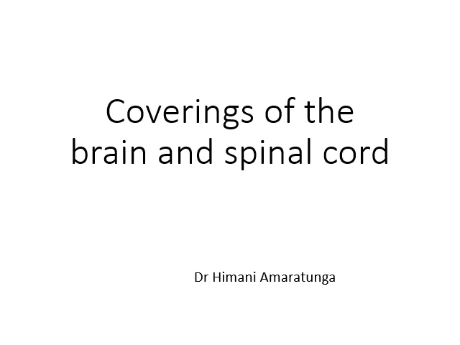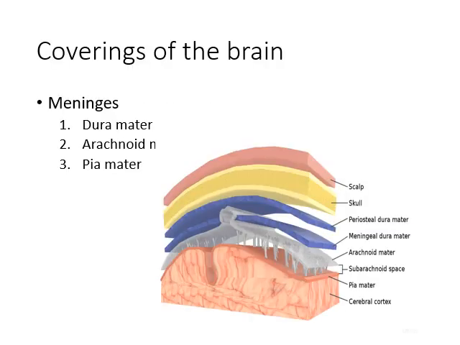We will learn about the coverings of the brain and the spinal cord. So the brain is basically covered by the meninges. The meninges are described in 3 layers: the dura mater, which has 2 layers, then the arachnoid mater, and then the pia mater.